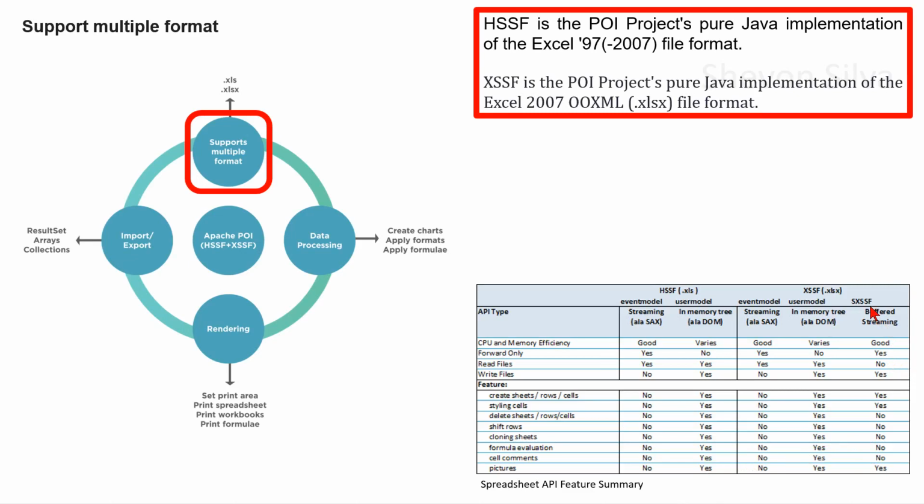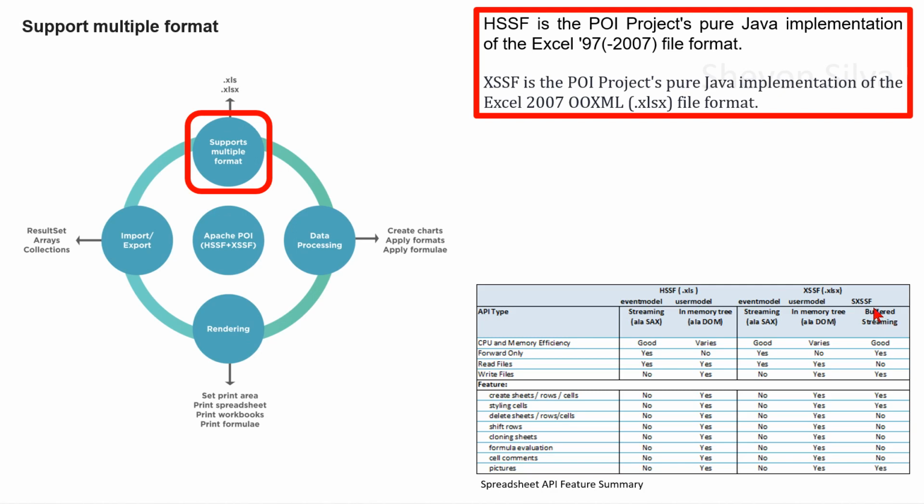SXSSF, since POI 3.8 beta 3. Since 3.8 beta 3, POI provides a low memory footprint SXSSF API built on top of XSSF. SXSSF is an API-compatible streaming extension of XSSF, to be used when very large spreadsheets have to be produced and heap space is limited.